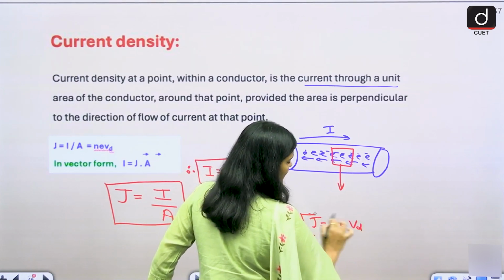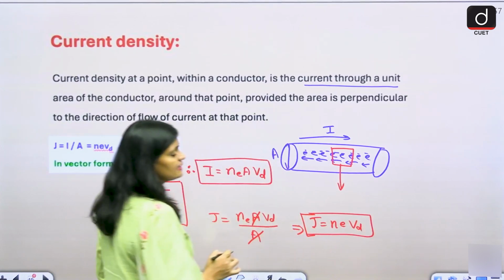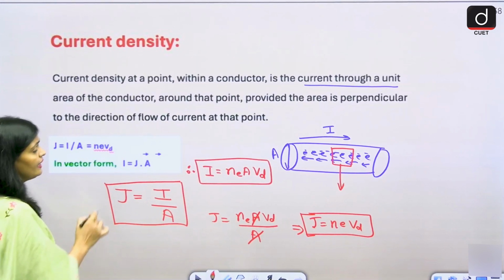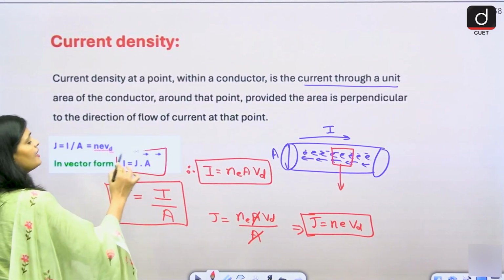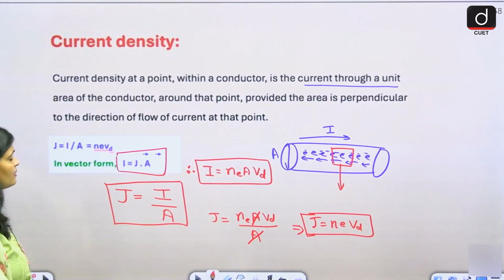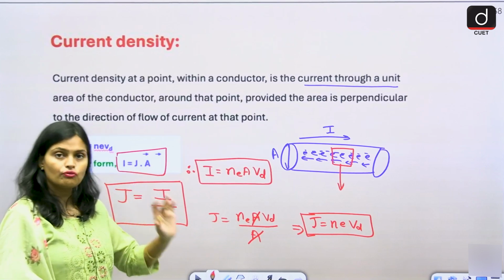I = nevd, where n is the number of electrons, e is the charge, and vd is the drift velocity. This is the vector form: I is equal to J dot A, which is the vector form of current density. So just try to note down all these formulas.